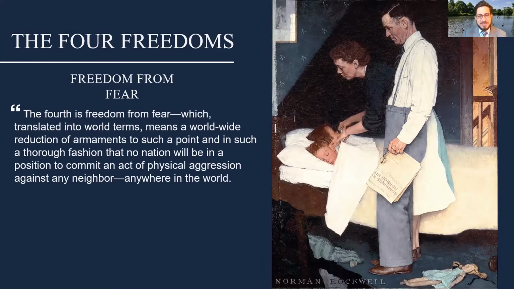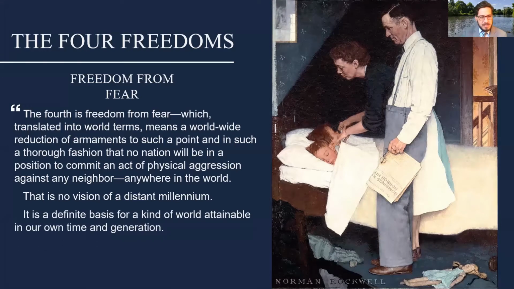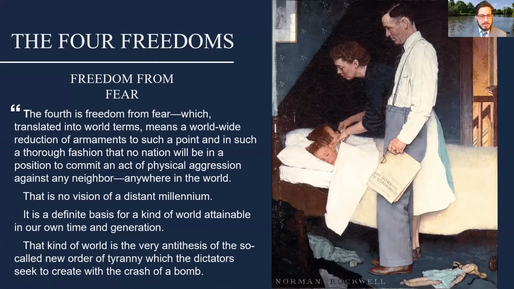So, obviously, every president has his enemies, and there was a lot of discussion, especially about this freedom, that wasn't in the Constitution, nor in any kind of Bill of Rights or the Declaration of Independence of the United States. That part ends like this: That is no vision of a distant millennium. It is a definite basis for a kind of world attainable in our own time and generation. That kind of world is the very antithesis of the so-called new order of tyranny which the dictators seek to create with the crash of bombs.